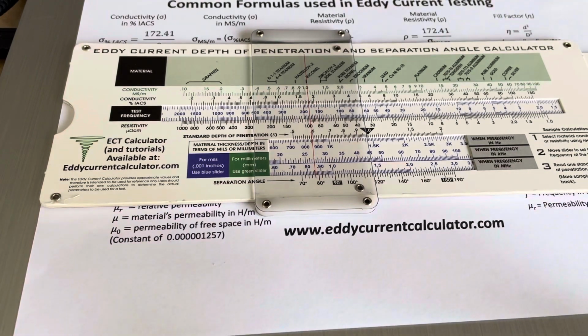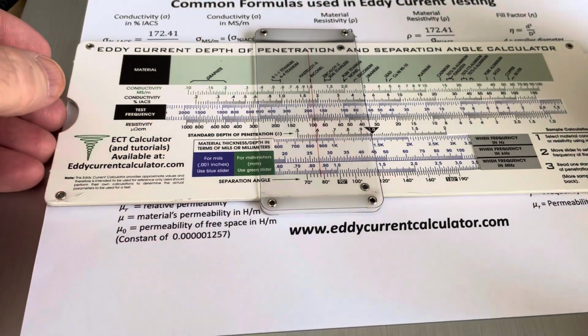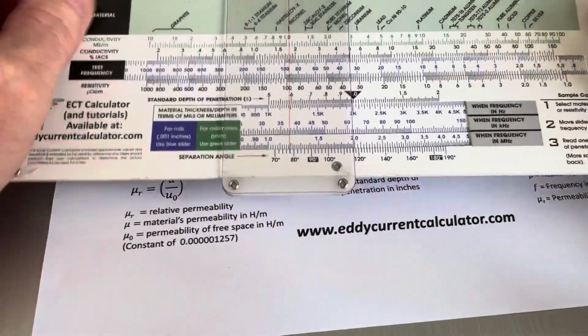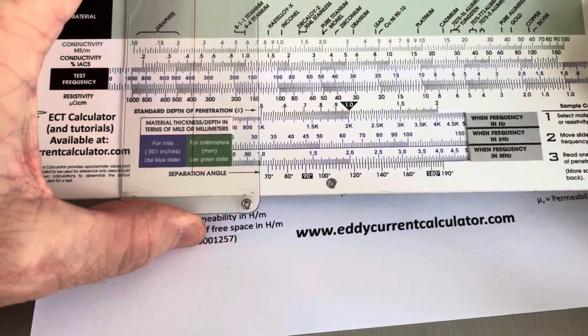So I have two scenarios. The first one is going to be for plate. We're going to use 7075 T6 aluminum that's 30 mils thick. So to calculate the F90 using the slide rule calculator, it's a couple easy steps.